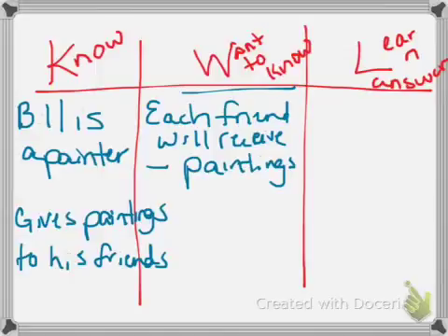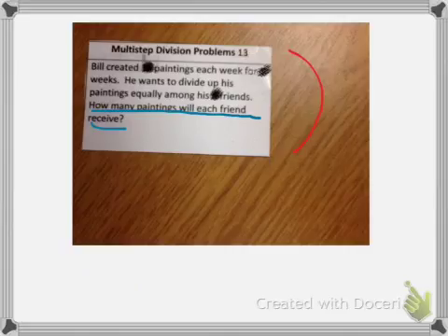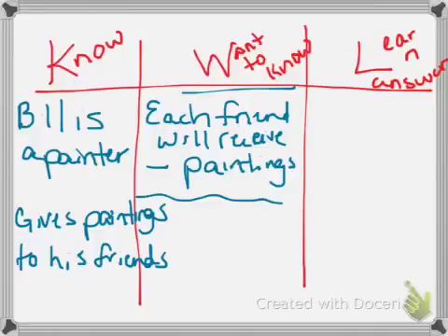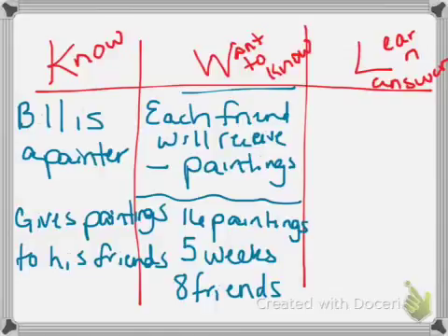The second thing that I want them to have in this want to know section is the numbers and what they pair with. I'm going to read it again to identify what the numbers are and what they mean. So I'm not just going to write 16, I'm going to write 16 paintings. I'm going to write 5 weeks and then 8 friends. So there I have written all of the numbers that are needed.